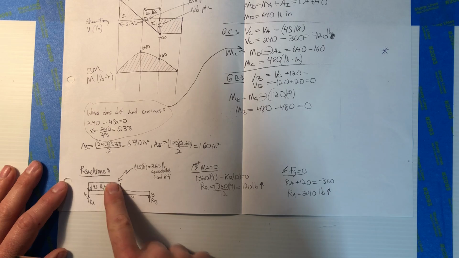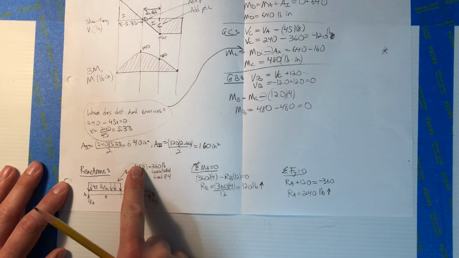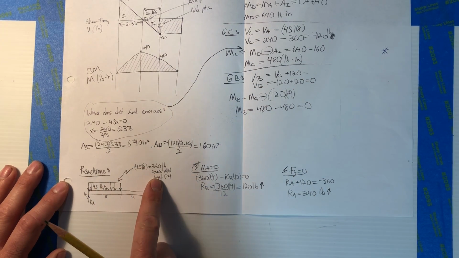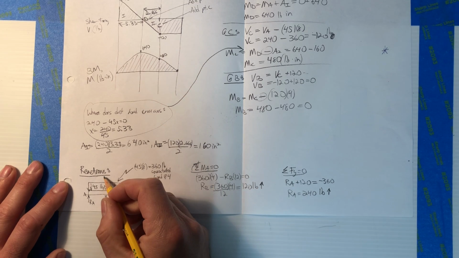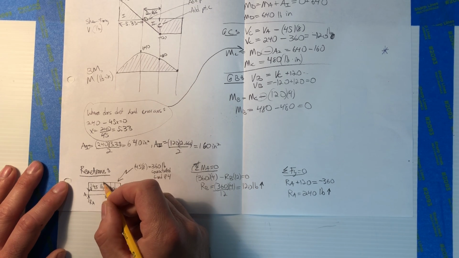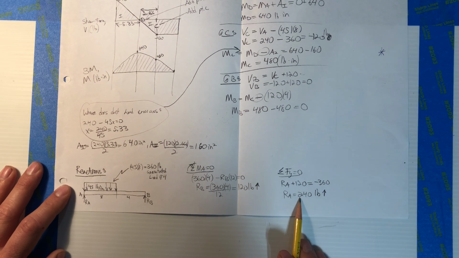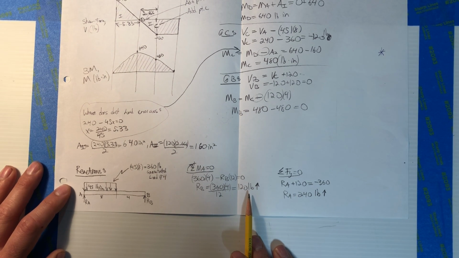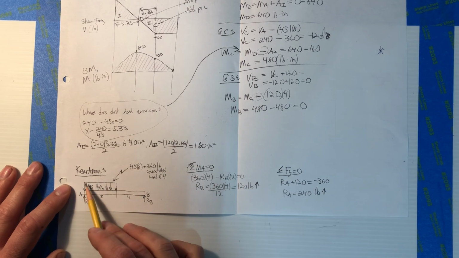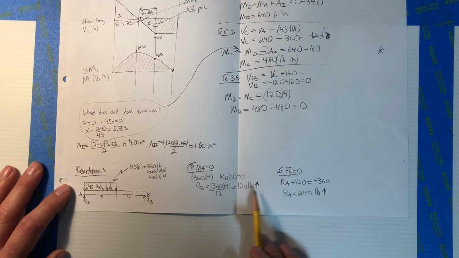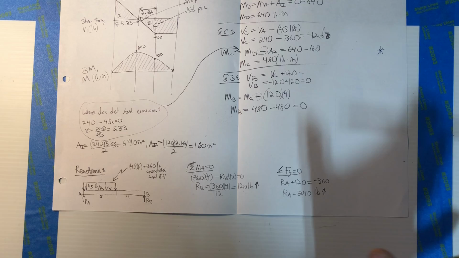We've got to convert this 45 pounds per inch over 8 inches to a 360 pound concentrated load right in the middle at 4, right? We find that RA is 240 pounds and RB is 120. Notice that 360 total going down better equal 360 total going up. Static equilibrium, we're good to go.